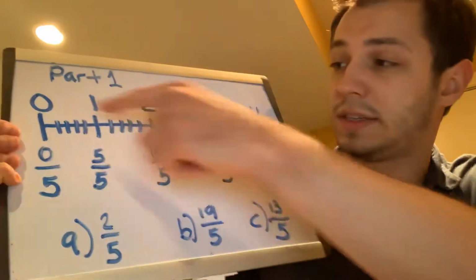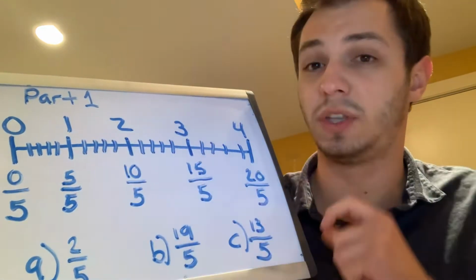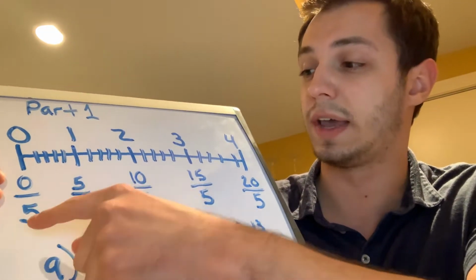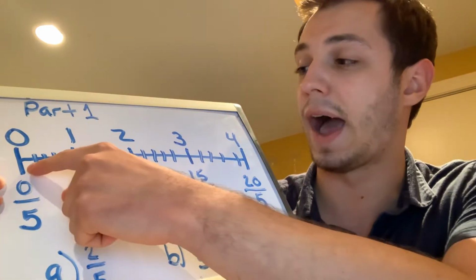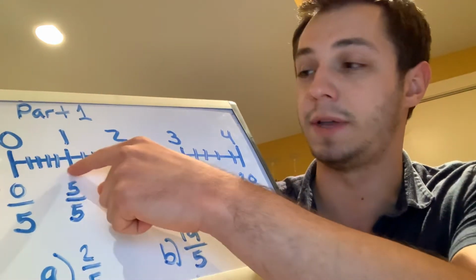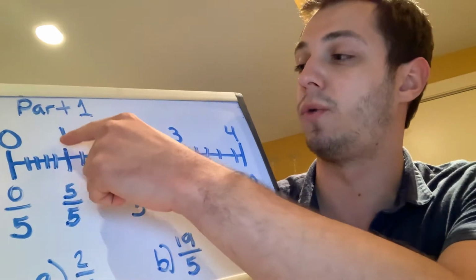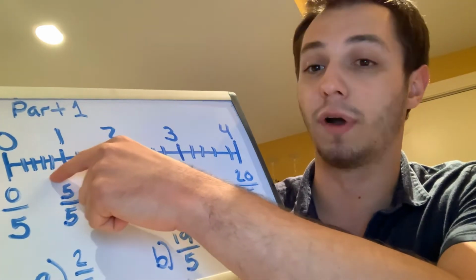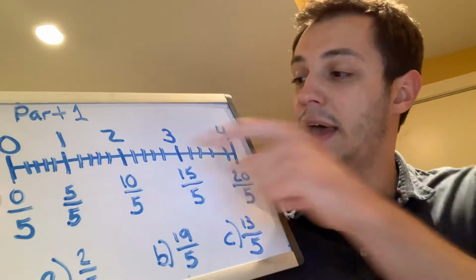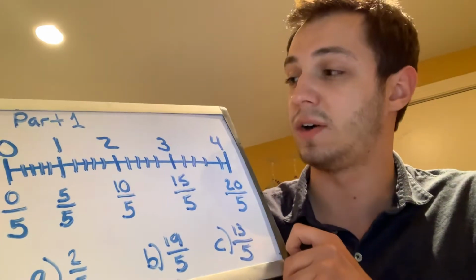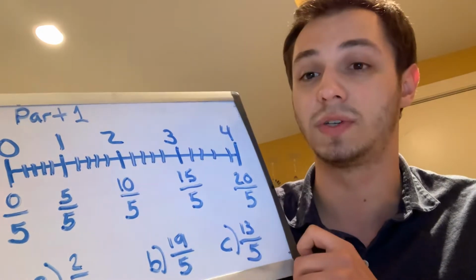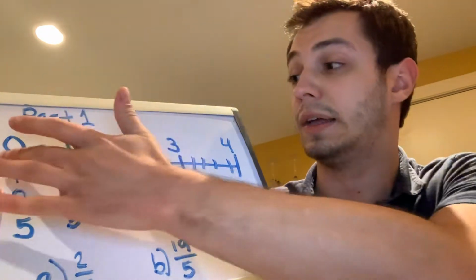I added the lines to show that there are 5 spaces between each whole number. That's what our bottom number represents. So once again, our bottom number represents how many parts are in 1 unit. So if we go from the 0 to the 1, that is 1 unit. There are 1, 2, 3, 4, 5 spaces. And the number on the top, guys, tells us how many parts there are that are shaded.